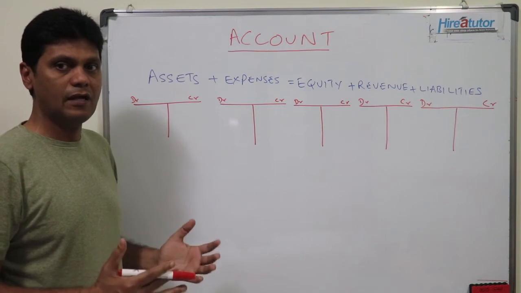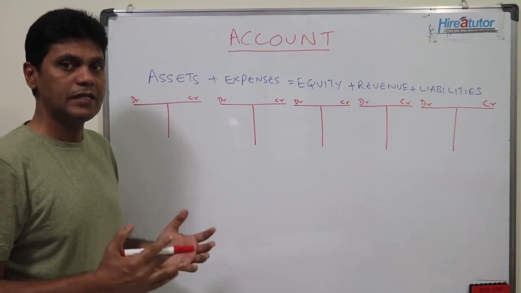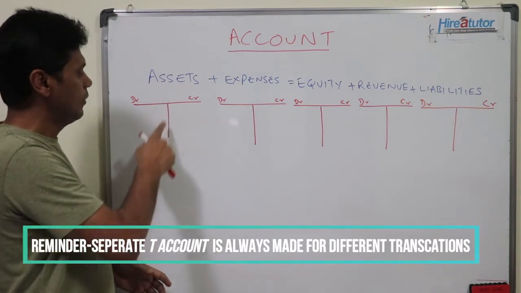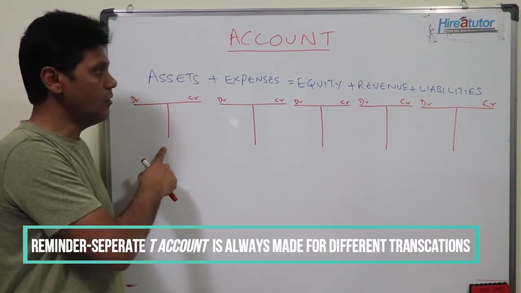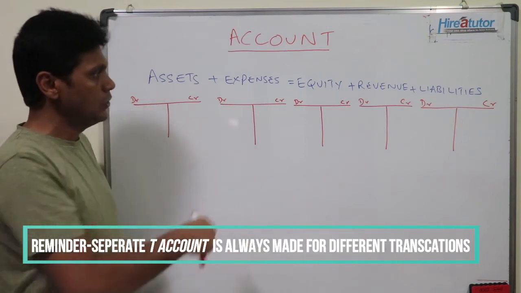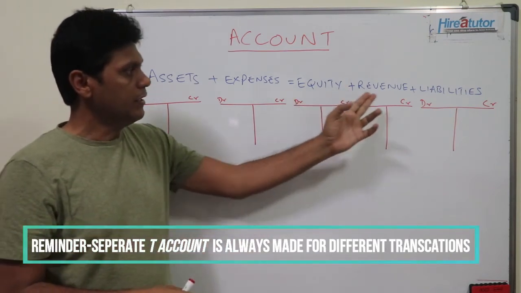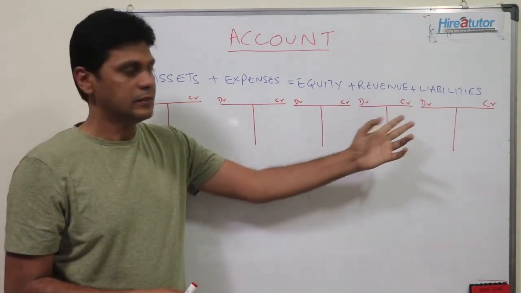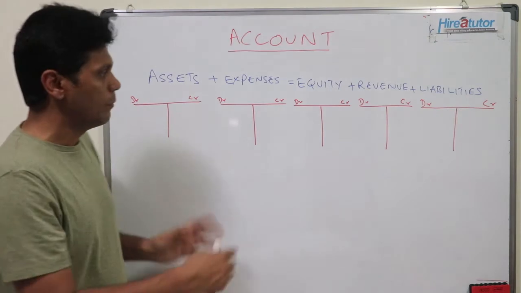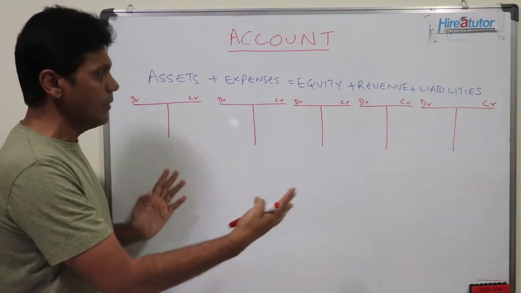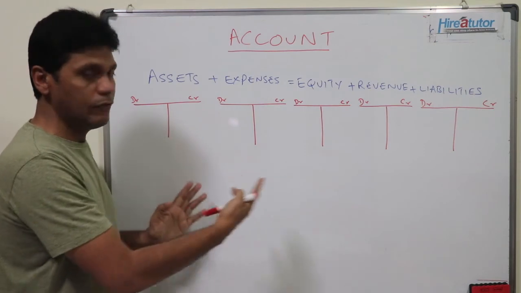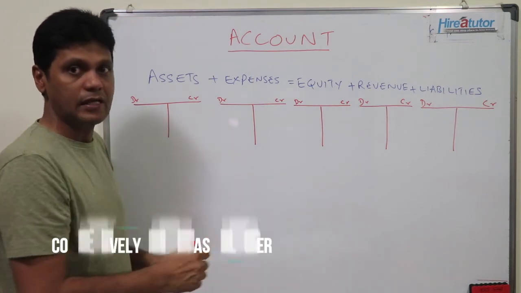A separate T account will be maintained for each and every type of transaction. For example, for assets, you will have to maintain a separate T account. For expenses, you have to maintain a separate T account. Likewise, for equity, revenue and liabilities, you will have to maintain separate T accounts. So basically, a company will maintain many accounts, and this is collectively known as a ledger.